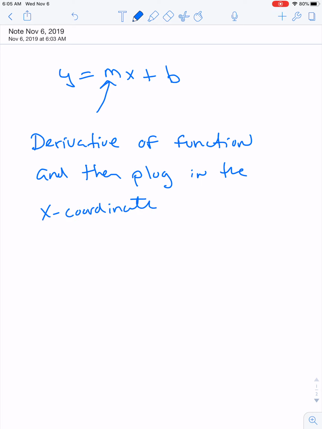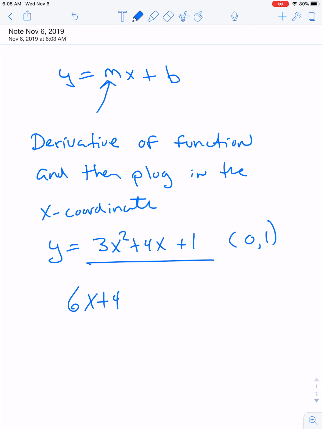So for problem 9, y equals 3x squared plus 4x plus 1 at (0, 1). Oops, I said 1, but wrote 0. At (0, 1), you would take the derivative of this, which would be 6x plus 4, and plug in 0 for x, and that gives you 4 as your slope.